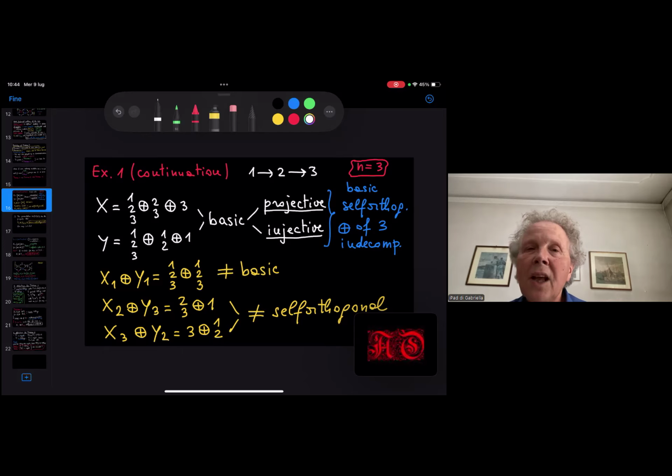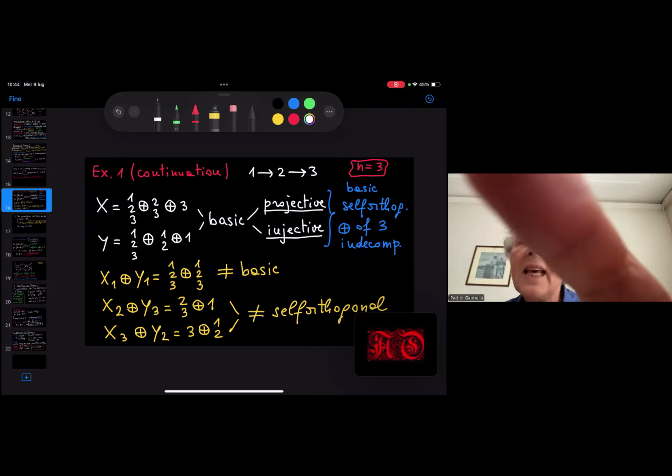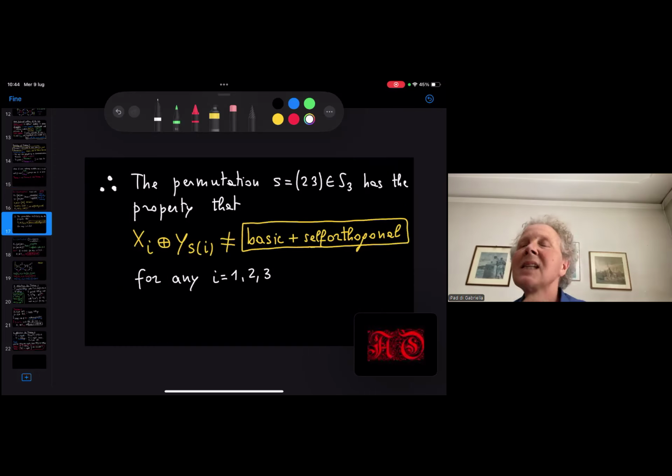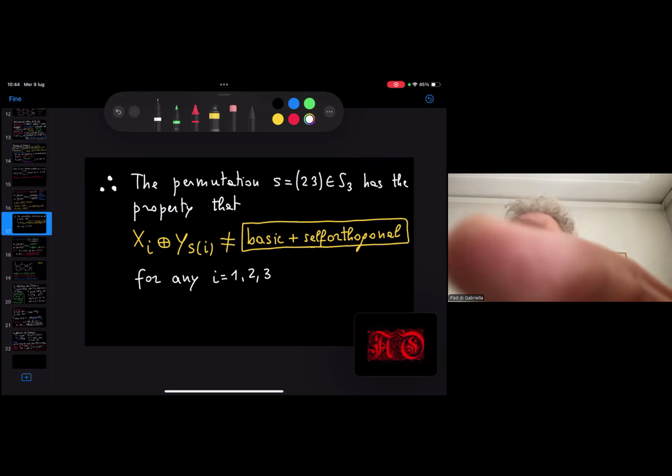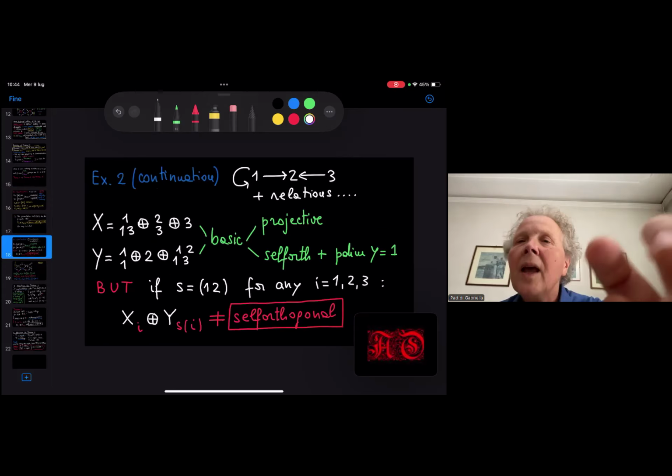On the other hand, the direct sum of x2 and y3 and of x3 and y2 are two basic modules which are not self-orthogonal. That's why we can say that if S denotes the permutation (2 3) in the symmetric group S3, then for any i, the direct sum of Xi and YSi is not basic plus self-orthogonal.